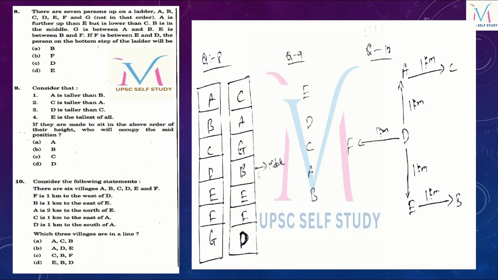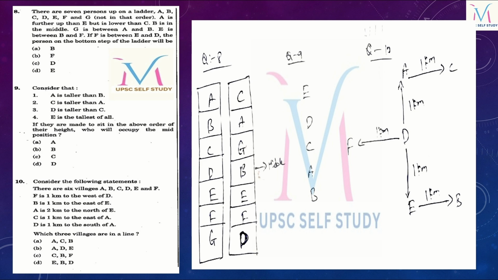Okay. See, in the first statement it is saying that F is 1 kilometer to the west of D. So write F and D. Again D, where is D? D is in the last statement. D is 1 kilometer to the south of A. Now write A as 1 kilometer to the north of D. Then you will be able to find it.